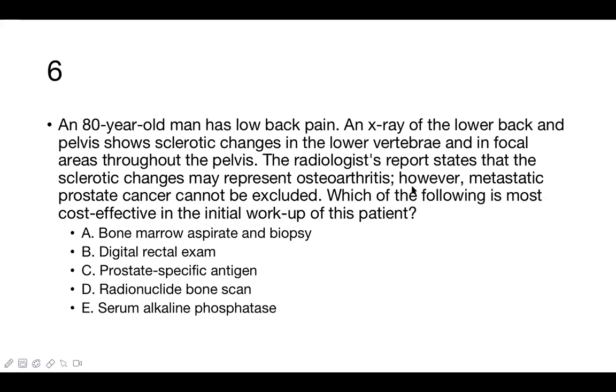But let us move to other part of the history. The radiologist report states that sclerotic changes may represent osteoarthritis. So radiologists have already diagnosed it. But metastatic prostate cancer cannot be excluded because it may also present in the same way. Who knows? This back pain may be caused by a metastasis to the vertebra from the prostate. And look at the age. This person is very old. So to rule out this adenocarcinoma of the prostate, which of the following is most cost effective in the initial workup of this patient? Now you need to choose.